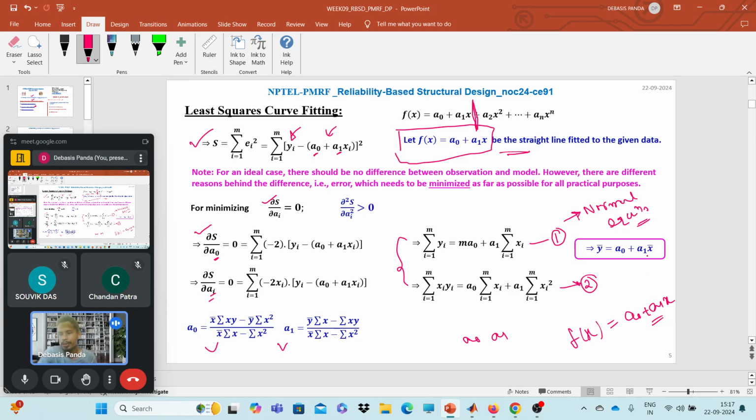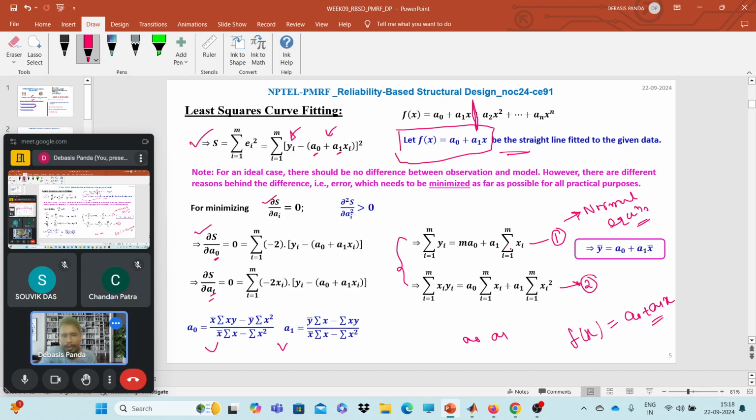The concept is very simple. You need to find out the error first, the error between the actual or observed values and the function. Then square the error and sum them up. Now the main task is to minimize these errors. To minimize this error, we need to differentiate this function with respect to the unknowns and equate to 0. And we will get that many simultaneous equations. These are called normal equations, and normal equations can be easily solved and we can find out the a0 and a1 values.